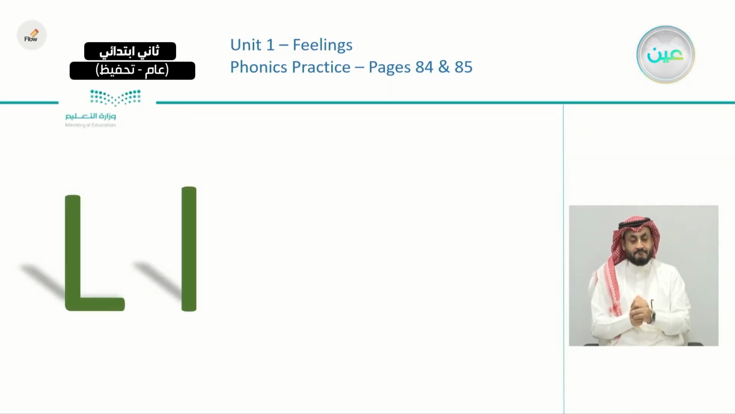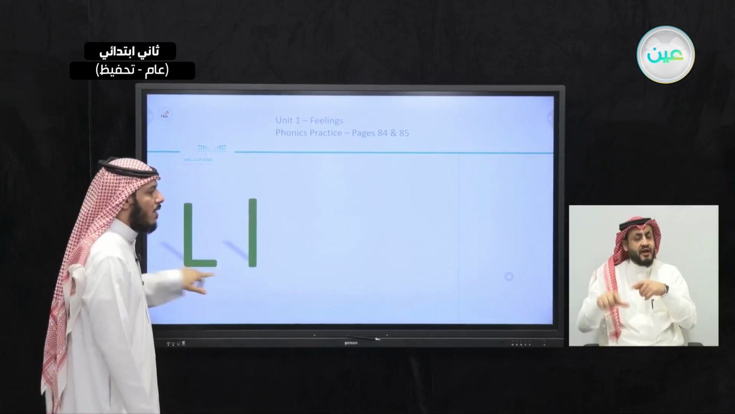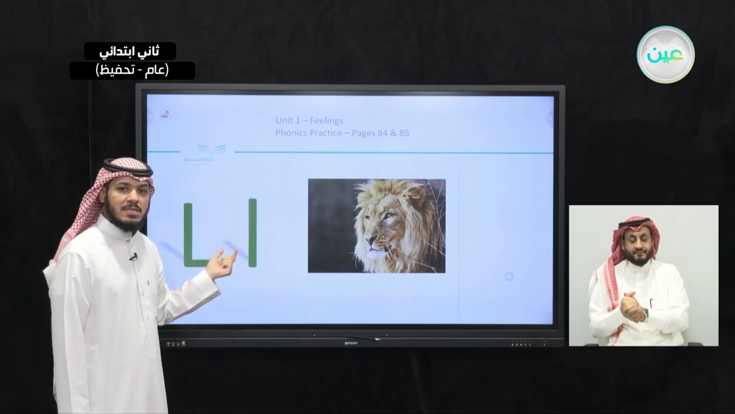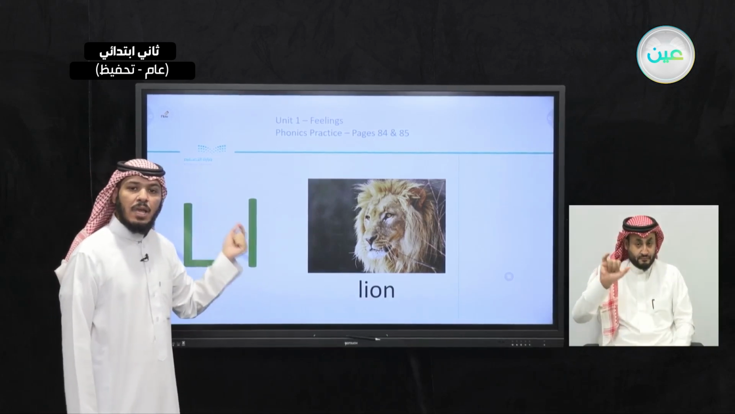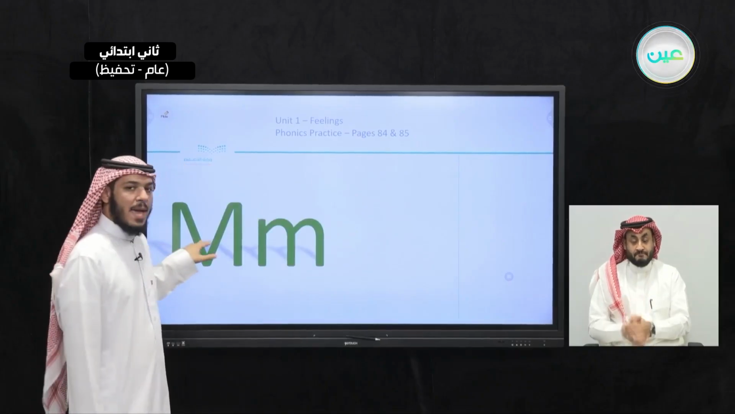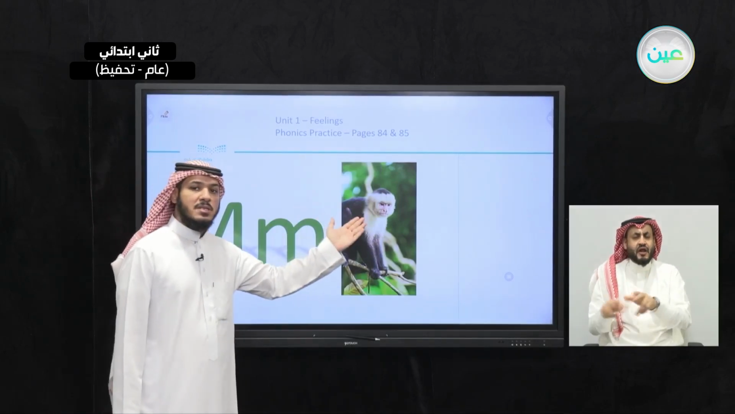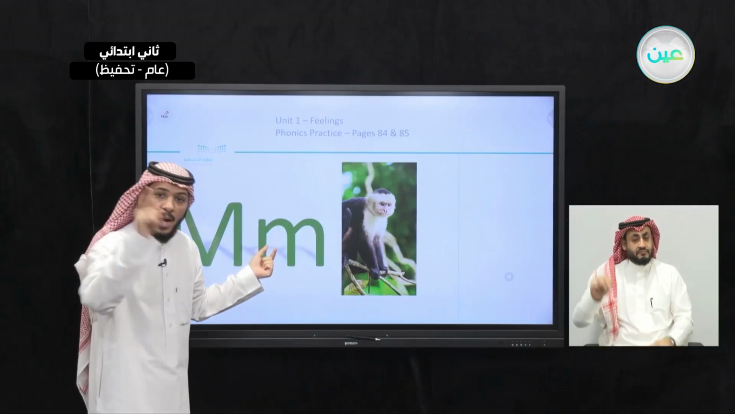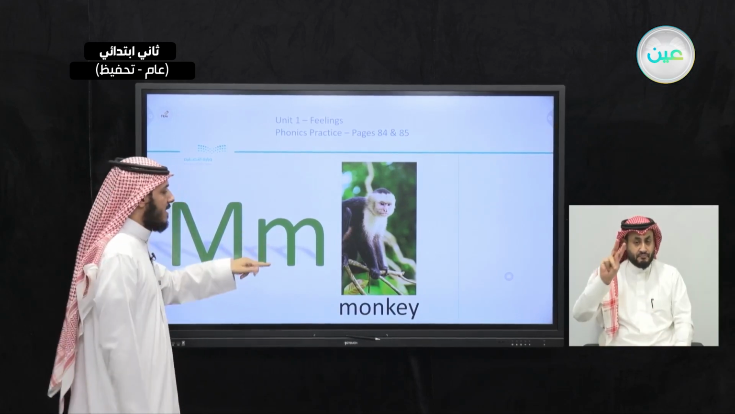What after K? We have the letter L. And we pronounce it as le. What is this? Yes. Let's say it together. So L says lion. Perfect. Again, L says lion. Perfect. So after this letter we have M. So we have M in capital, M in small. Can you tell me what this animal is? Let's say it together. So M says monkey. Yes, that's right. Again, M says monkey. Yes, that's right.